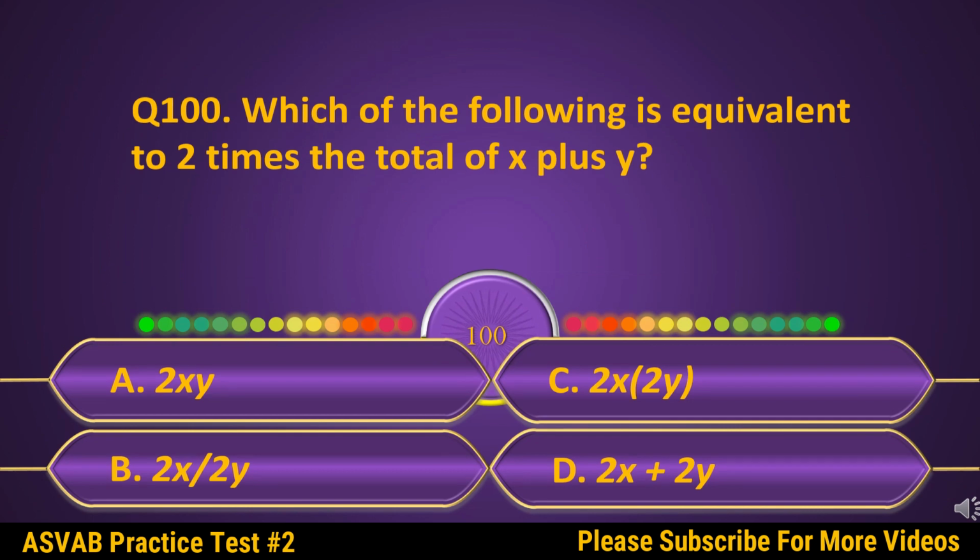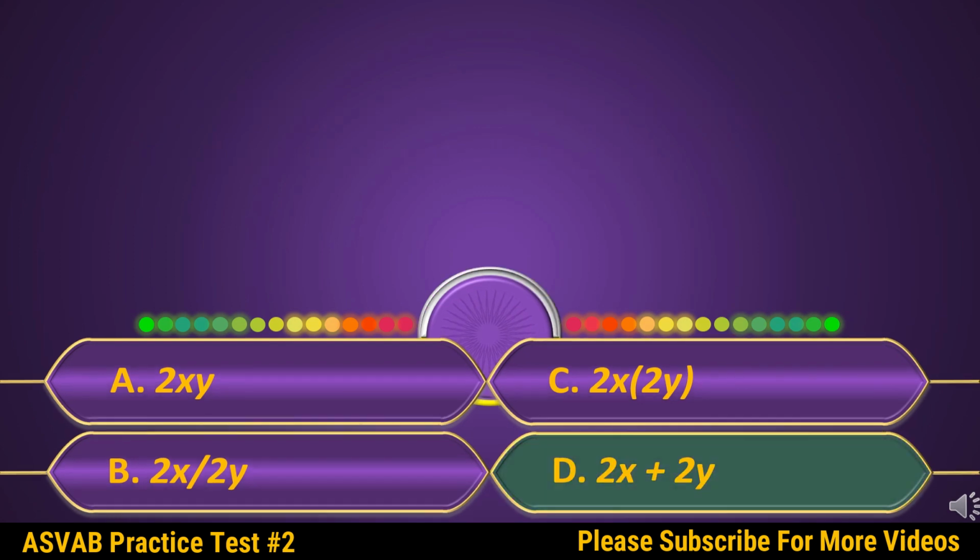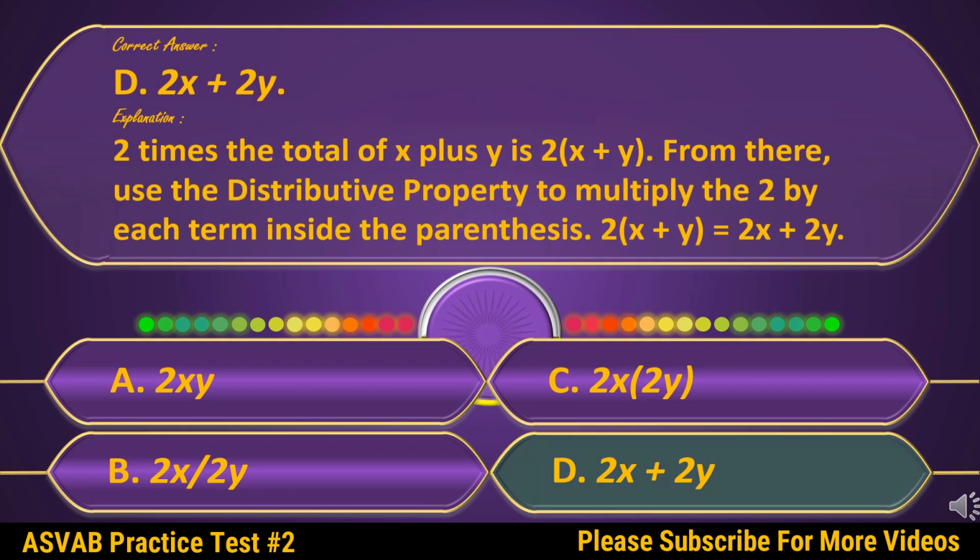Question number 100. Which of the following is equivalent to 2 times the total of x plus y? And the options are A. 2xy, B. 2x divided by 2y, C. 2x into 2y, or the option D. 2x plus 2y. And the correct answer is option D, 2x plus 2y.